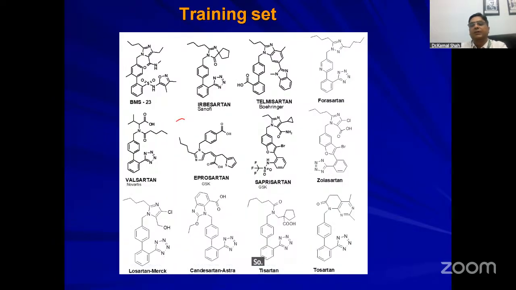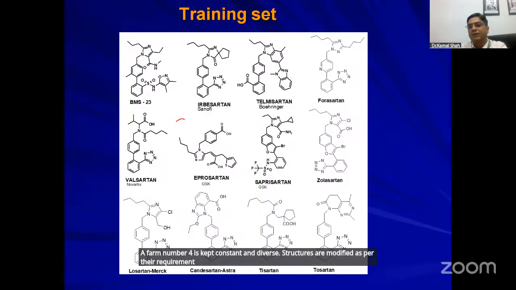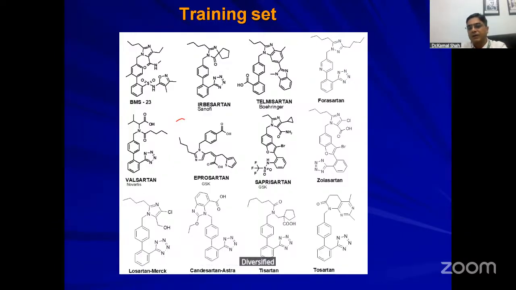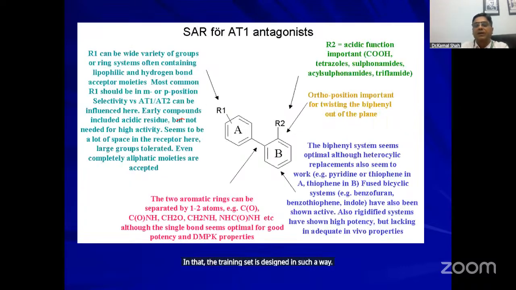So this is one example of a training set. You can see here that the pharmacophore is kept constant, and diverse structures are modified as per requirement, so a diversified training set can be designed like this. One example from a paper I have taken, in that the training set is designed in such a way. Here you can see one example of the same.